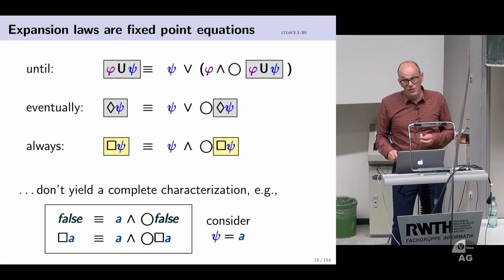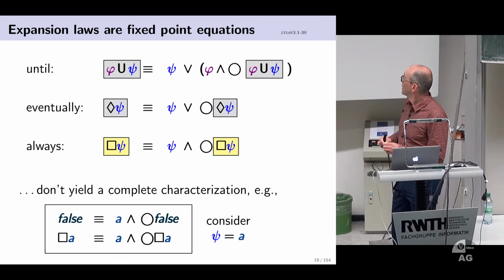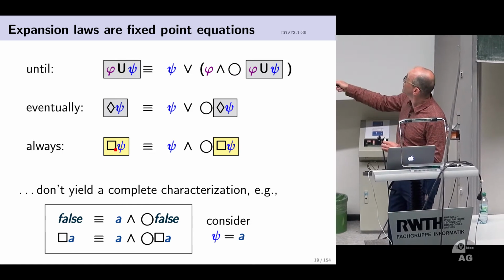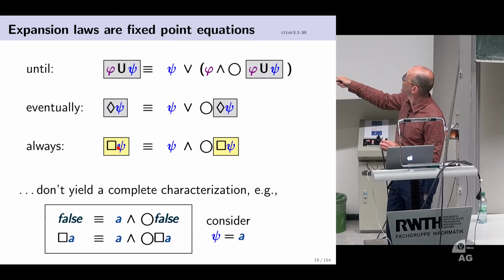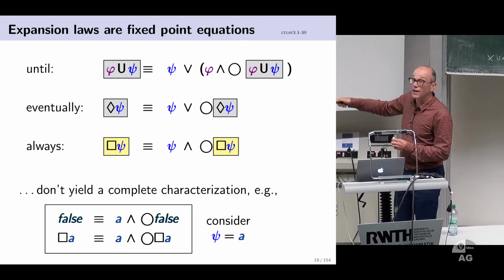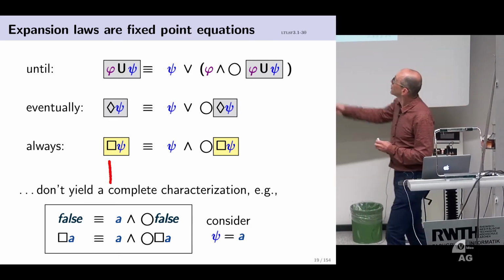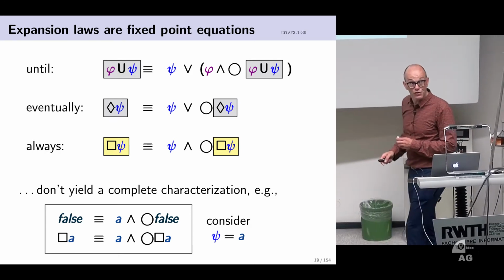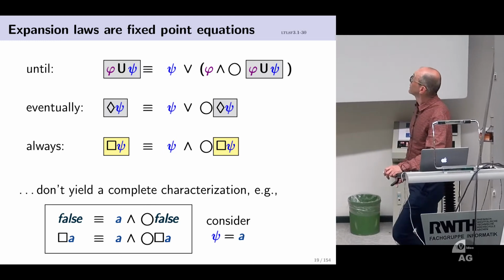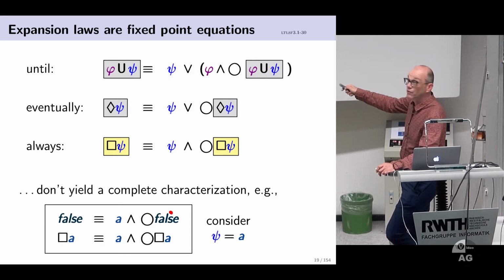Good, so this does not yield, as I was just mentioning, a complete characterization. If you, for instance, take the last equation, this one, always psi or box psi is equivalent to psi and next box psi. The following two formulas are both satisfying this equivalence. First, plug in for the yellow part the formula false, okay? Then what you get is that false is equivalent to A and next false.